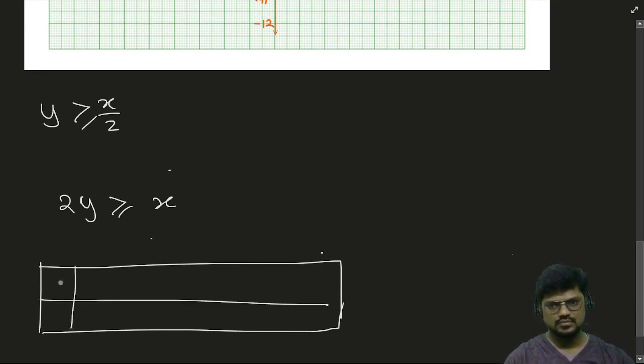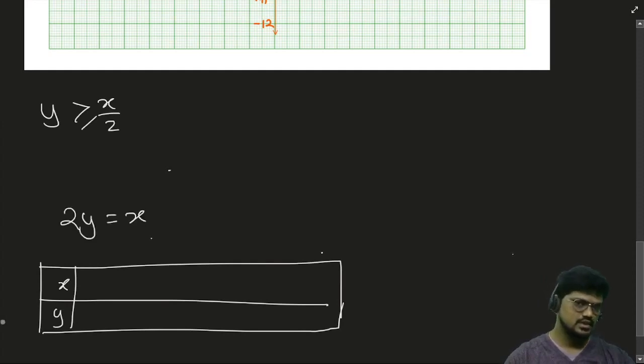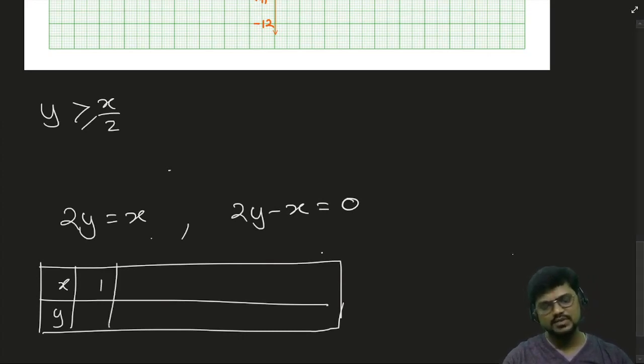So we can also say it's 2y equal to x, right? Yeah, it will be 2y equals x only, because you have to convert this into an equality to draw the line. Or you can also write it afterwards as 2y minus x equals 0. That is also fine. If you put the value of x as 1, what will be the value of y? That will be 0.5.